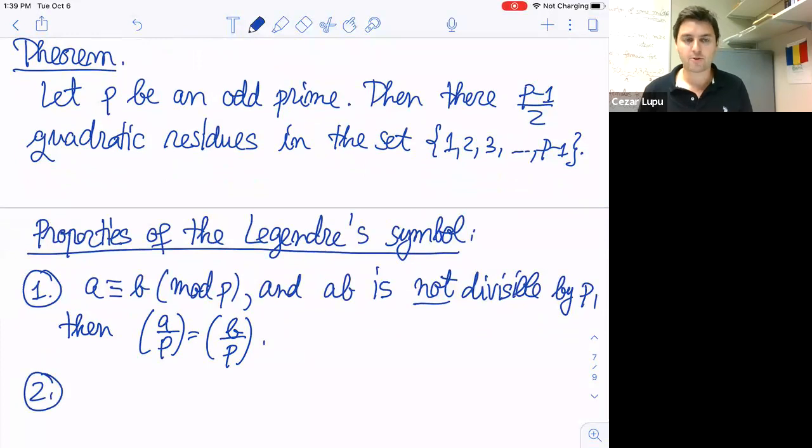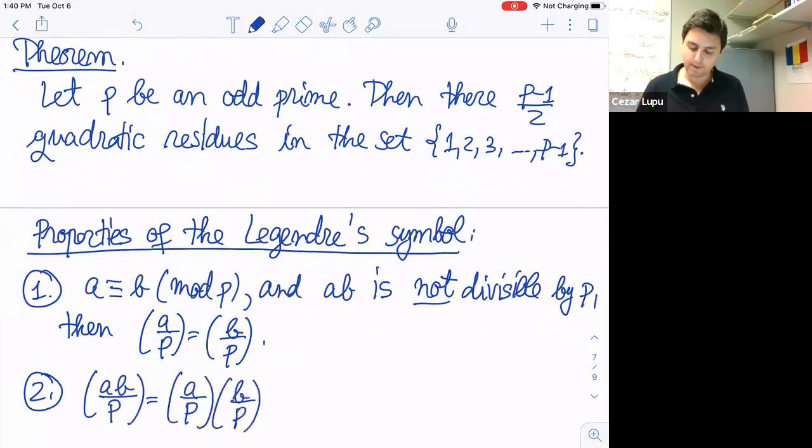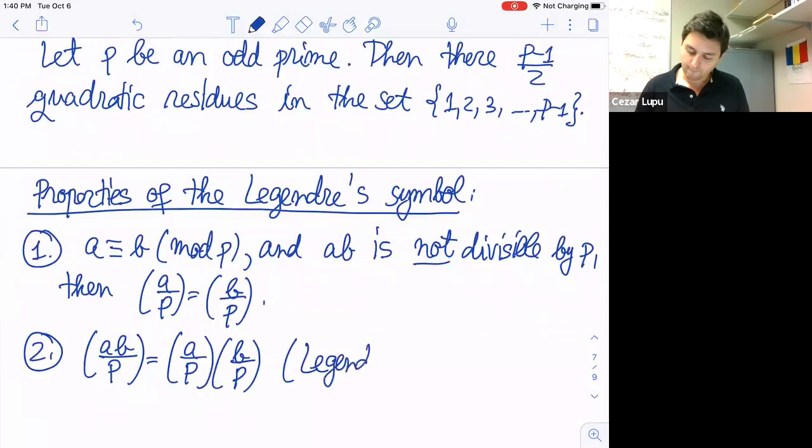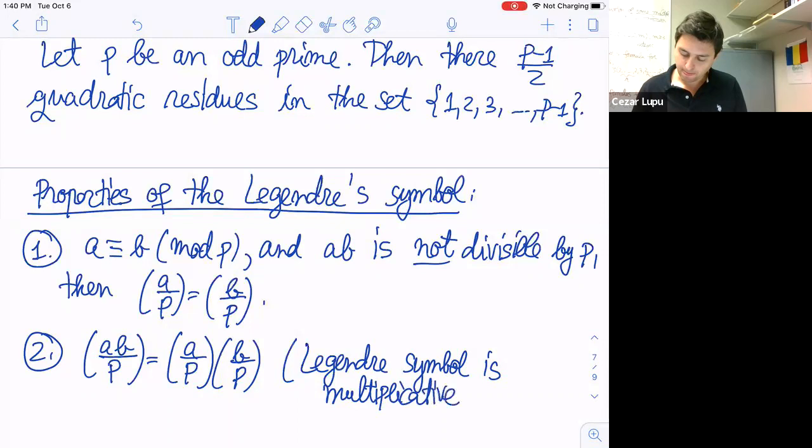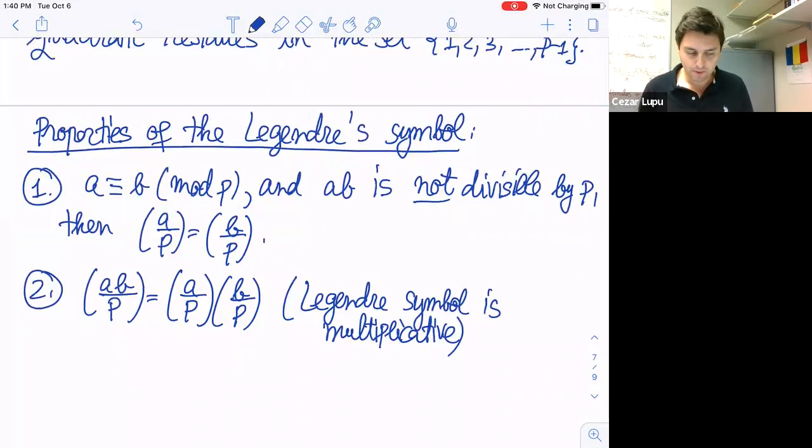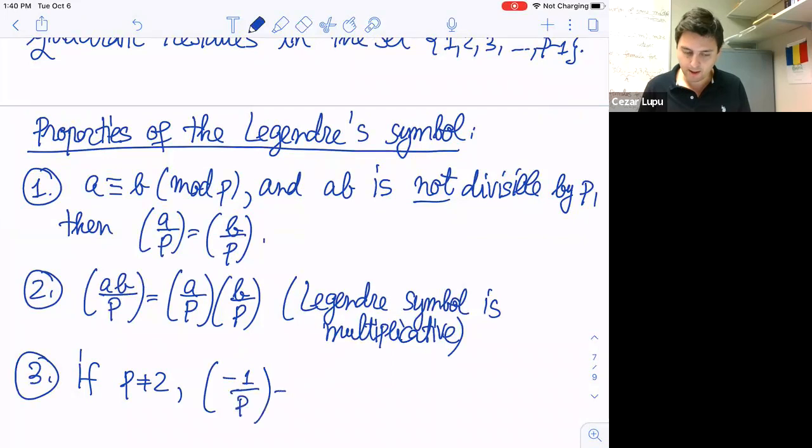The second one, well, the Legendre symbol is multiplicative. So in other words, the Legendre symbol AB by P is the same as A by P times B by P. Okay. The third property, well, if P is an odd prime, so in other words, let's say P is different than 2, then the Legendre symbol negative 1 by P is the same as negative 1 to the power P minus 1 over 2.